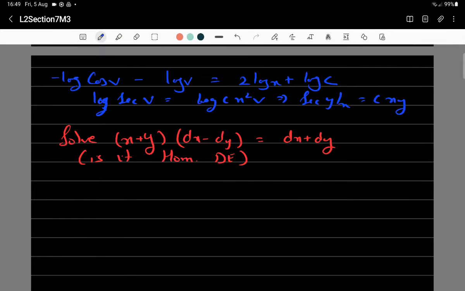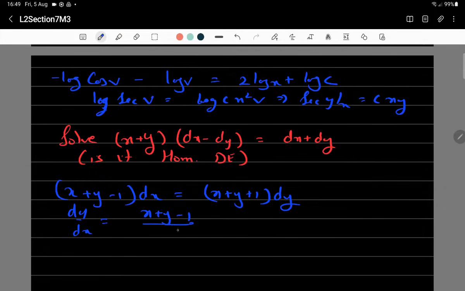So if you simplify it, it looks like (x plus y minus 1) dx is equal to (x plus y plus 1) dy. Now you can easily observe that it is not homogeneous because of this plus 1 and minus 1. So here h of tx comma ty does not become t raised to the power n h of x comma y, and what we have is dy by dx is equal to (x plus y minus 1) by (x plus y plus 1). Now think, can you reduce it into variable separable, because this is the only method which you have studied.